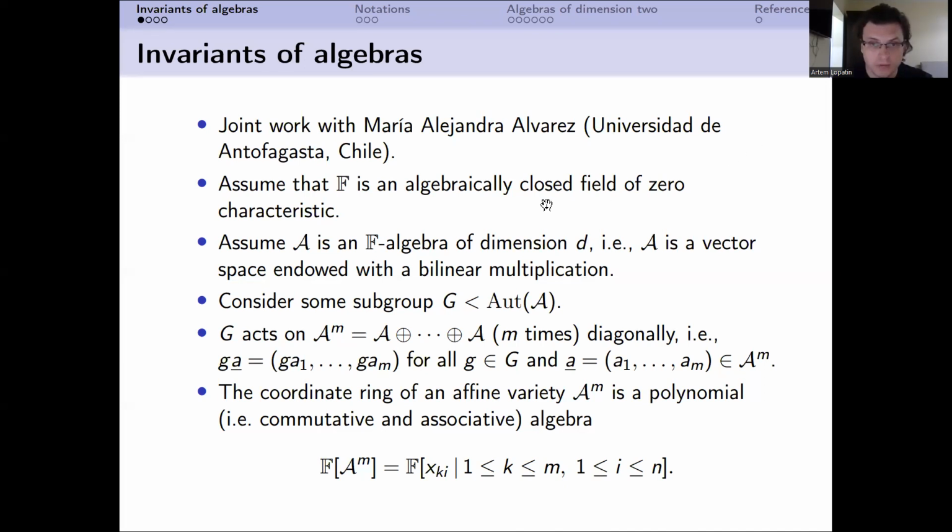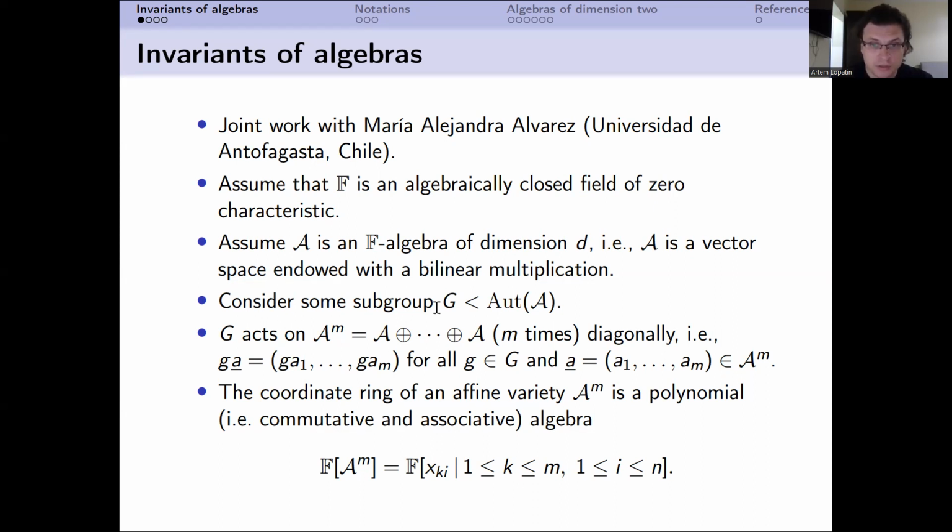So what do we have here? Here we have A, some algebra of dimension d. It's important that the dimension is finite. By algebra here I mean just a vector space endowed with bilinear multiplication. So I do not require any other restrictions on the operation, no other properties, just an algebra.